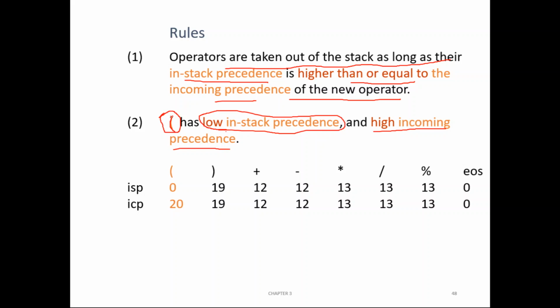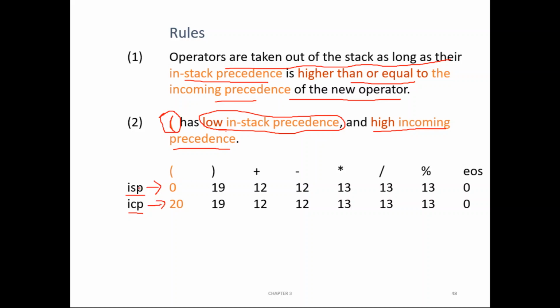If the open bracket is in the stack, then it will have the lowest precedence level. But if the open bracket is coming as part of the incoming string, if it is a recently read token, then it will have the high precedence. So we need to check two types of precedence: one is in stack precedence and another one is incoming precedence. So we maintain two arrays which will store the precedence level of different operators.